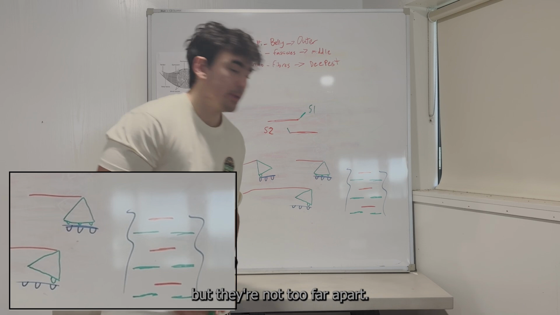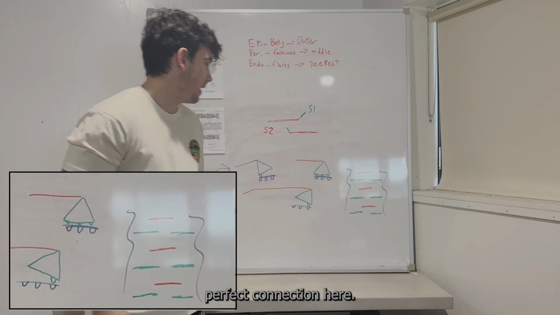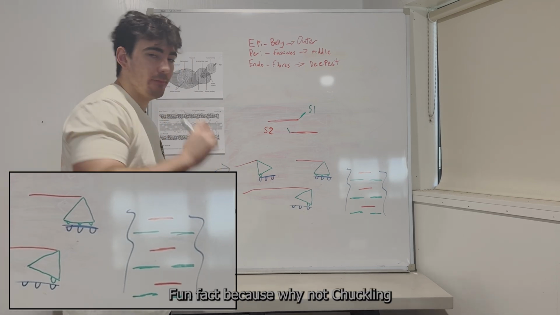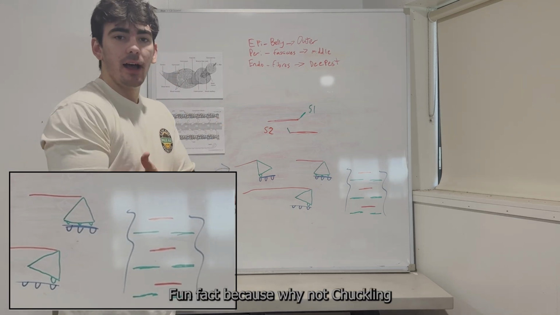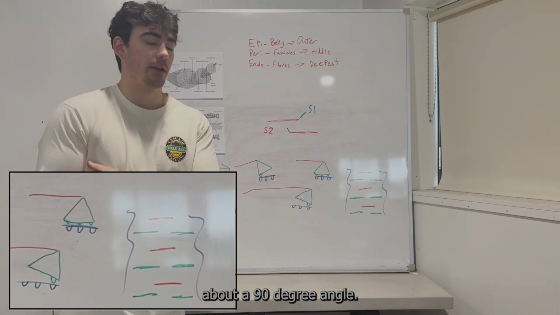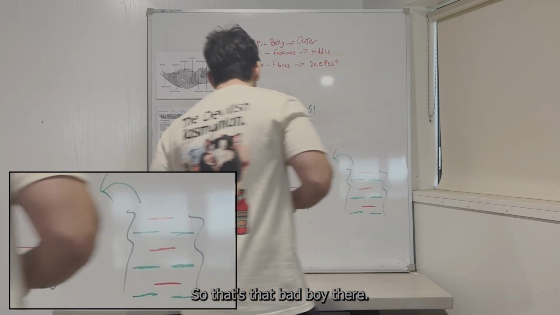They're not too close, but they're not too far apart. So you can have this perfect connection onto actin, and that is where you're going to get most force. Fun fact, because why not chuck it in: for the bicep, that's going to be around about a 90-degree angle. So there you go.